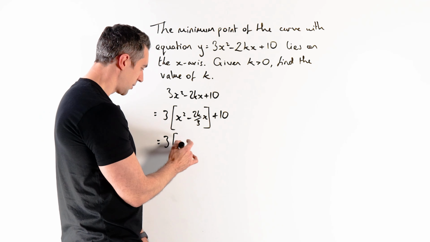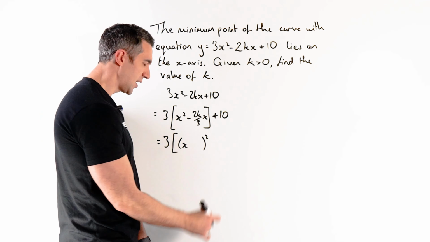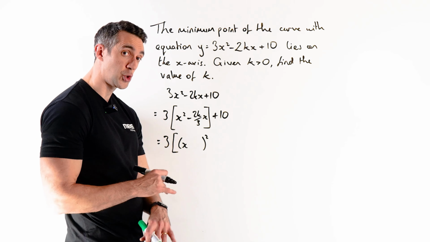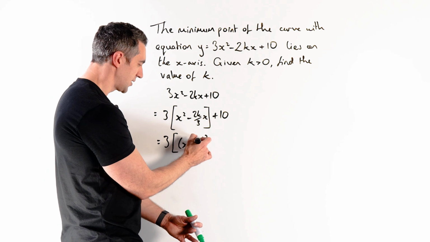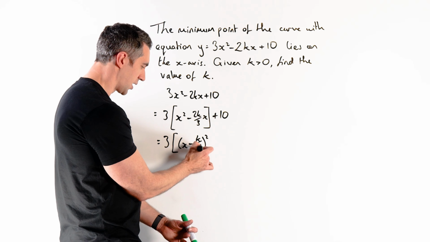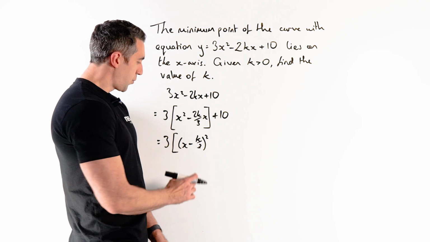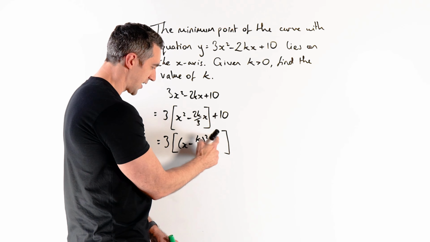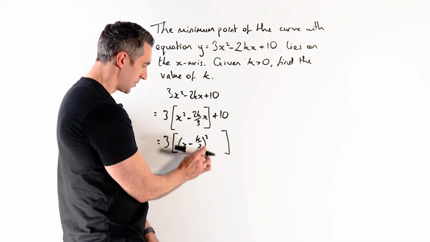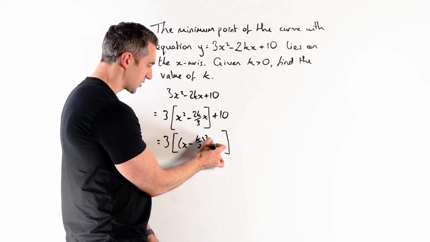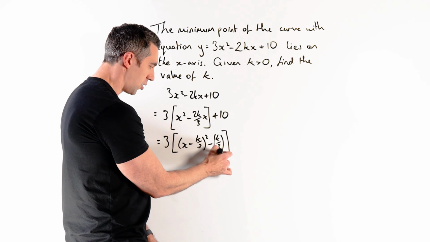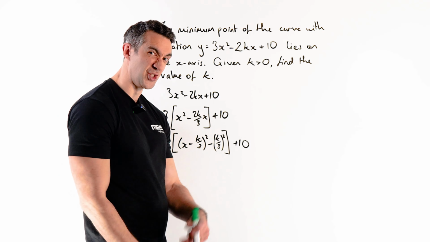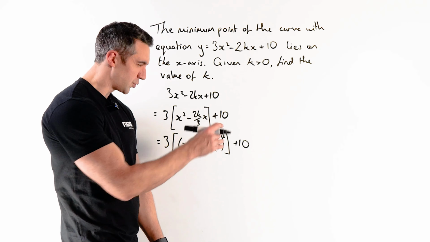So we're going to put our x and our squared, and we are going to take the minus 2k over 3 and halve it. If I've got minus 2k over 3 and I halve it, it would just be minus k over 3. There we go. Now we need the bit that goes outside, to fix the fact that we put our minus k over 3 there. So we're going to subtract k over 3, all squared. And that plus 10 is still floating around there, waiting for something to do.